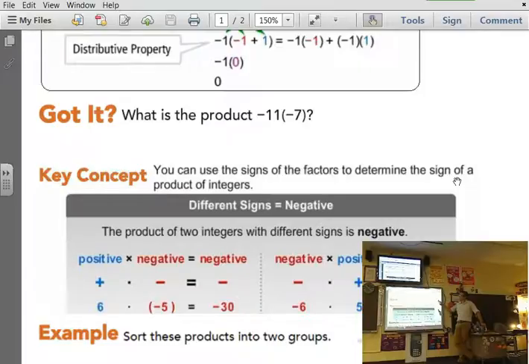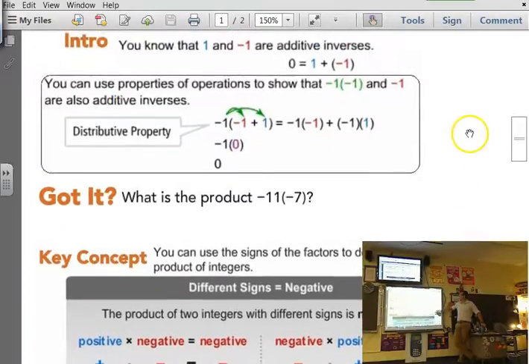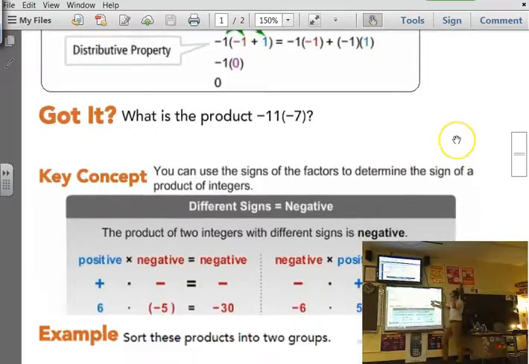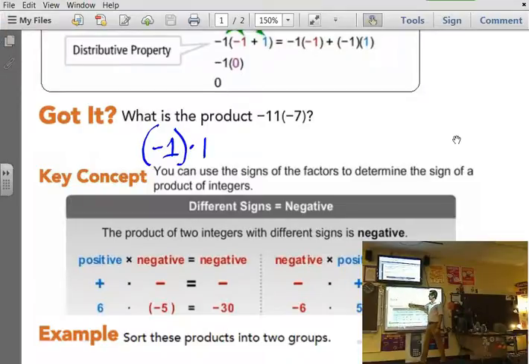So we said that -20 up here, we could rewrite it as -1 times 20, right? Because it's just making a positive number negative. Let's do the same thing down here, and we're going to make -11 actually be -1 times 11. And then I'm going to make -7, because so back up.